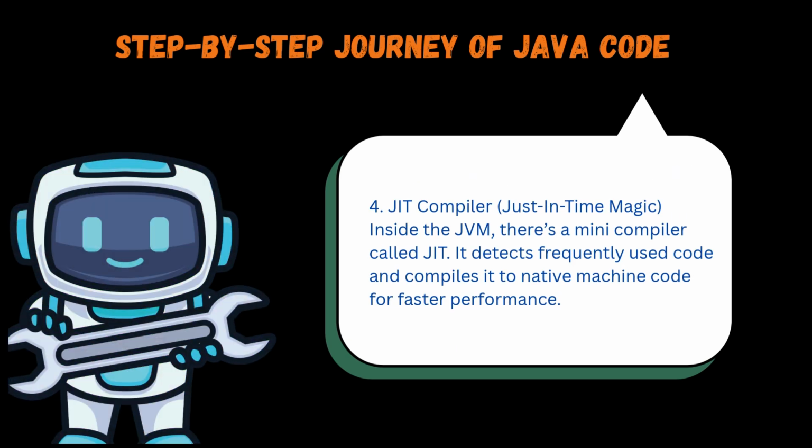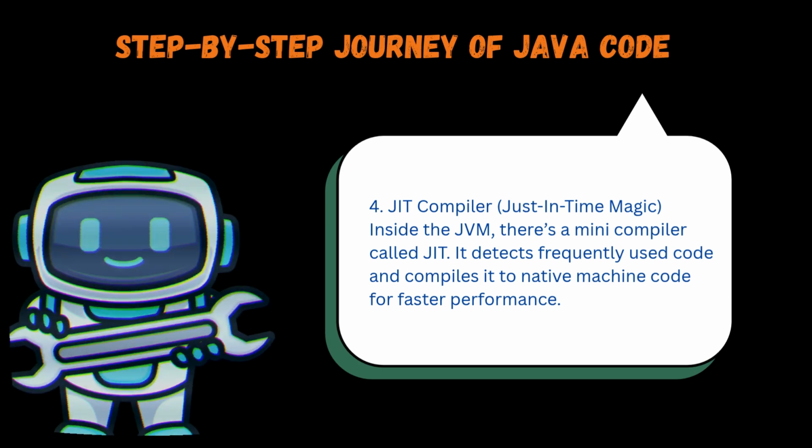The step 4 is JIT compiler. JIT stands for just in time magic. Inside the JVM, there is a mini compiler called JIT. It detects frequently used code and compiles it to native machine code for faster performance.